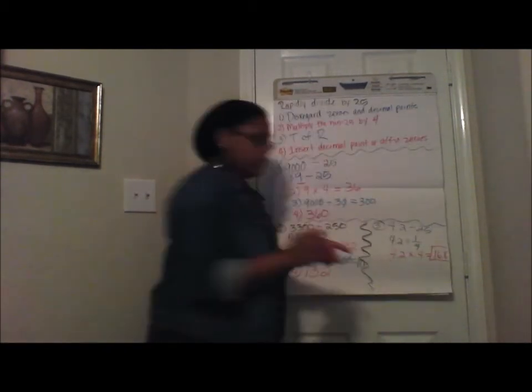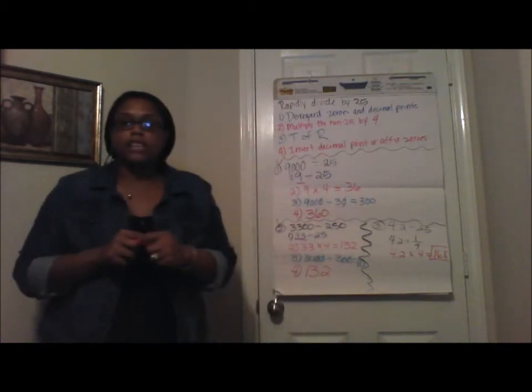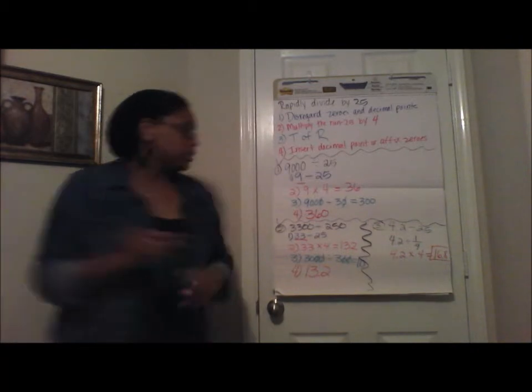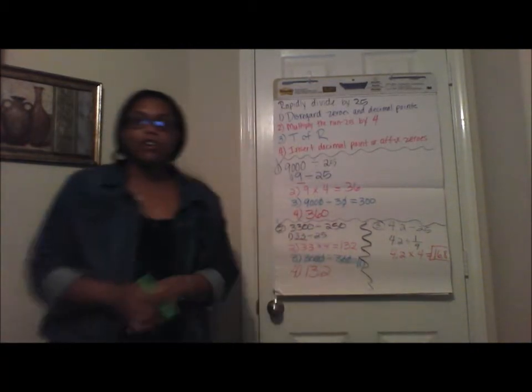So what we know here is that any number that you are dividing by 0.25 simply means that you are going to multiply by 4. So keep that in mind. Hope that trick helps you.